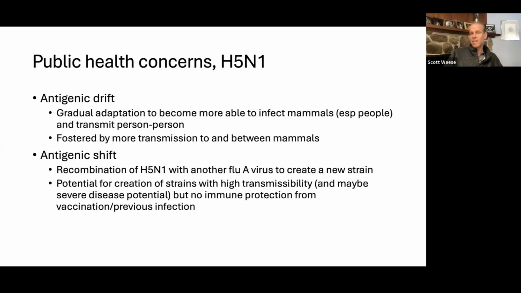And if it can cause severe disease, then we've got this combination of a highly transmissible virus where the population isn't protected from previous infection, where our vaccines don't work, and where it can cause severe disease. And that's a pandemic strain. And if we look at the 2009 pandemic H1N1 in people, that was this type of scenario. It was a combination of a human, an avian, and a swine flu virus.